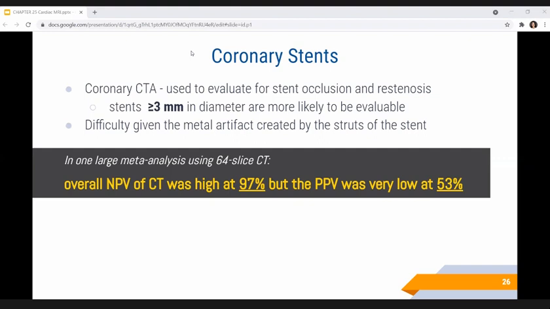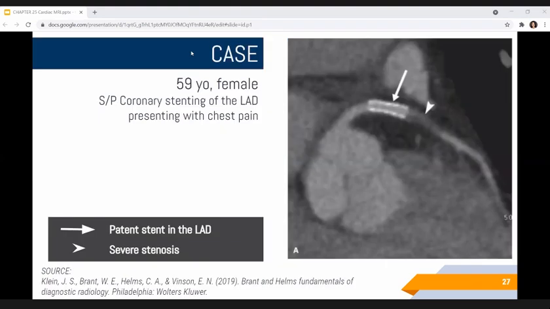CTA is used to evaluate for stent occlusion and restenosis. More likely to be evaluated are stents more than or equal to 3 millimeters in diameter. In a large meta-analysis using 64 slice, overall negative predictive value is high at 97%, but with low positive predictive value at 53%. The next case is a 59-year-old woman post-CAD stenting of the LAD, presenting with chest pain.